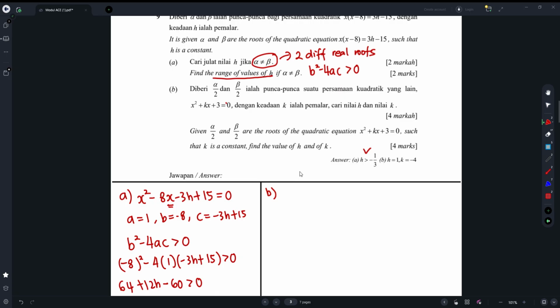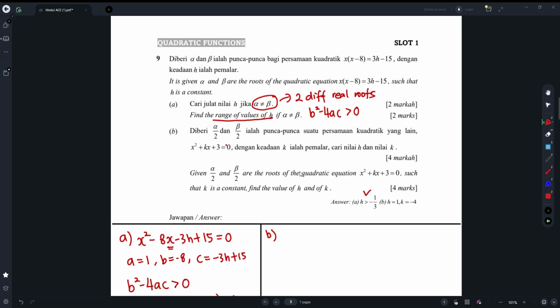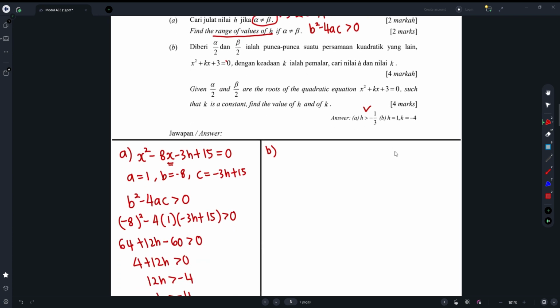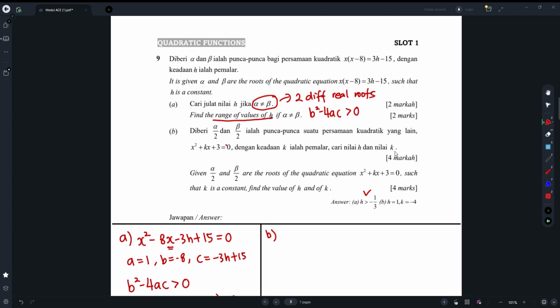So in part B of the question, they say given alpha over 2 and beta over 2 are the roots of the quadratic equation x square plus kx plus 3 equivalent to 0, such that k is a constant, find the value of h and k. If you want to find the value of h and k, you have to really understand that for this particular equation, the roots are alpha and beta.